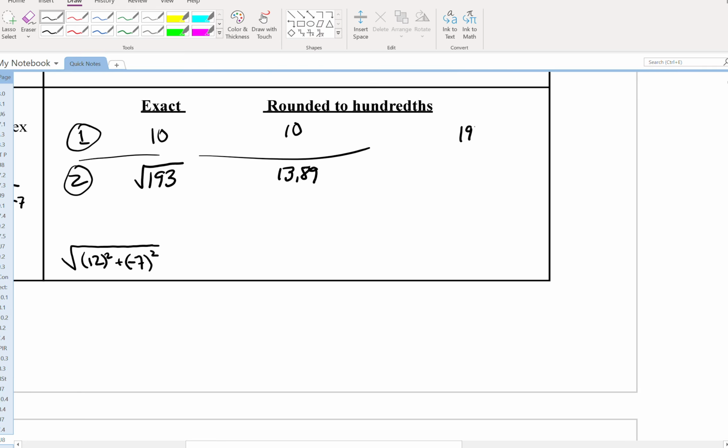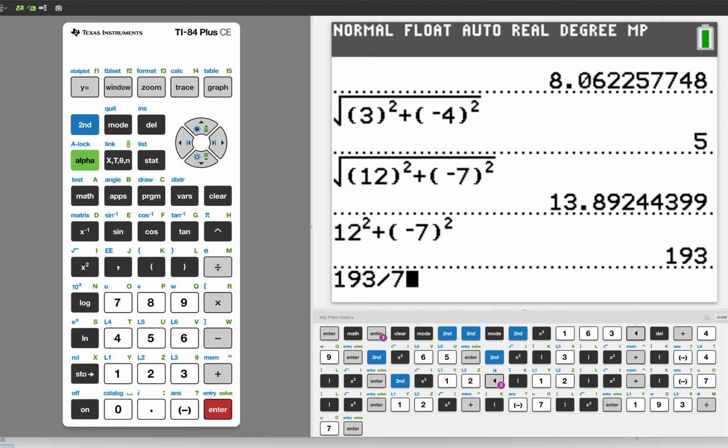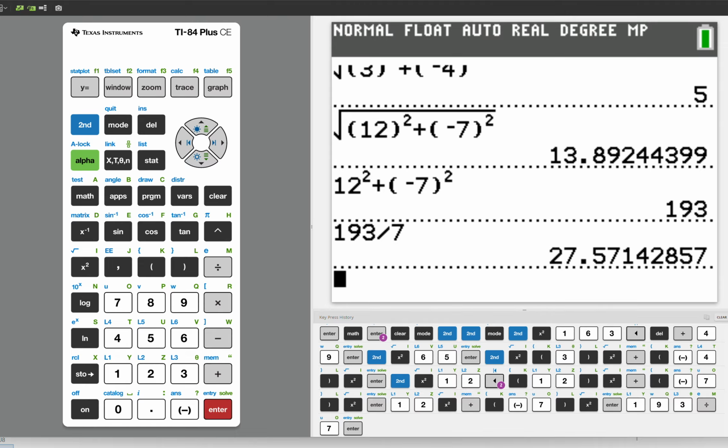So I know that prime numbers, it's not divisible by 2. For the 3's, I can add the digits. 1 plus 9 is 10, plus 3 is 13. 13's not divisible by 3, so neither is 193. 5 only if it ends in 0 or 5. Let's see, 7. I don't think it's divisible by 7, but you can always just check. 193 divided by 7. Nope. Get a decimal.